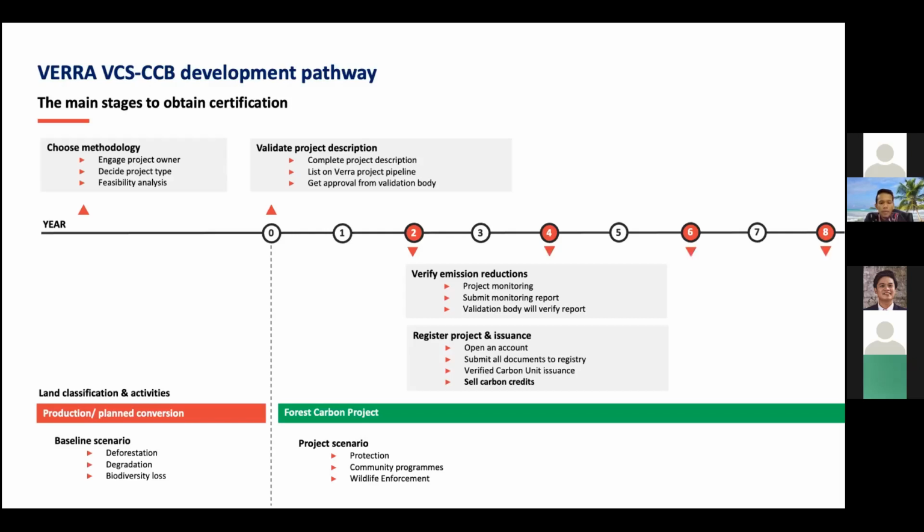Yep. So it's up to the project owner when they want to verify the carbon emissions reductions, because that is when the carbon credit is generated. So you can do it every year or every 2 years, but must be within 5 years lah when you want to issue carbon credit.